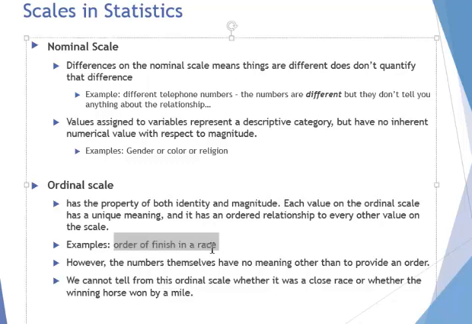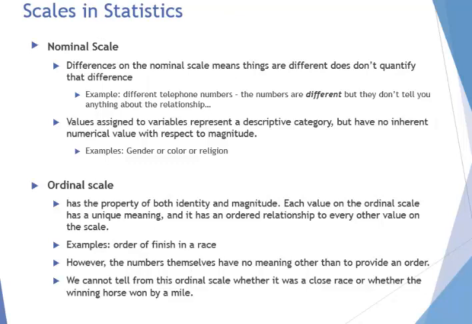So the best example here is order of finish in a race. We had a race, I came in first, you came in second, and Jane came in third. Okay, that doesn't really... It tells us a number. It can quantify it. We can have a list, 1, 2, 3, but it doesn't really tell us anything about the relationship between the numbers.